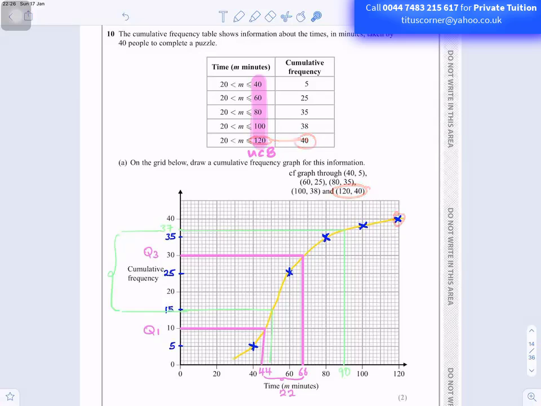So if you mark that point, we would join all of them with a curve. Don't use a ruler. You join a curve, and that shape of that curve is called an ogive shape. So that's the cumulative frequency curve.